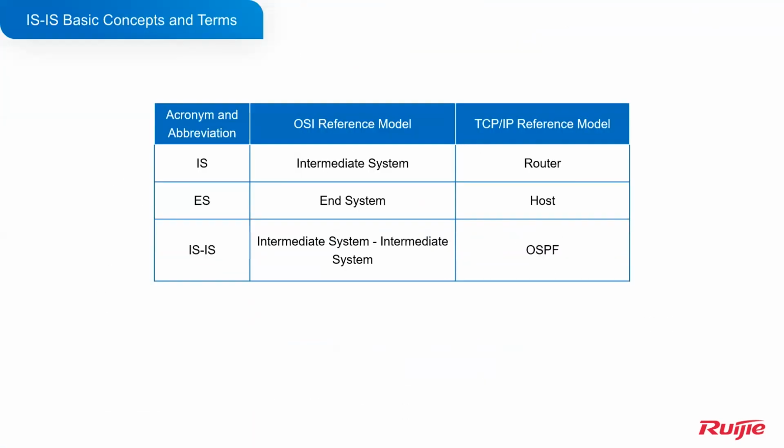And the full names of the devices: IS is intermediate system in the OSI reference model. And in the TCP/IP reference model, this one we call a router, and also the layer 3 switch. ES is end system. In the TCP/IP reference model, we call it host. And ISIS is intermediate system to intermediate system. The function is very similar to OSPF. So this is a basic concept.